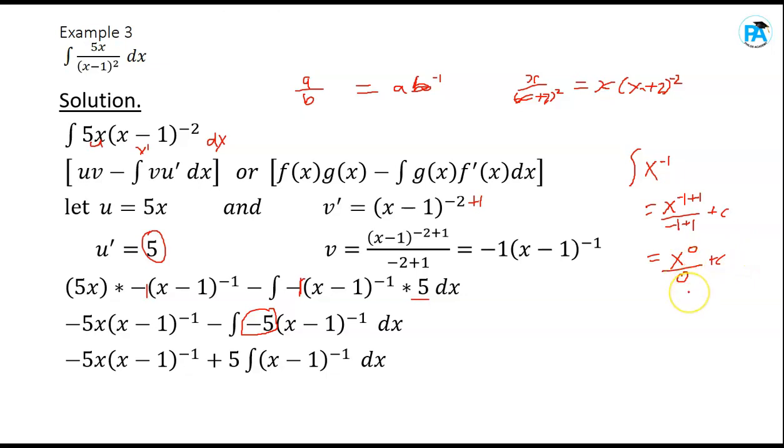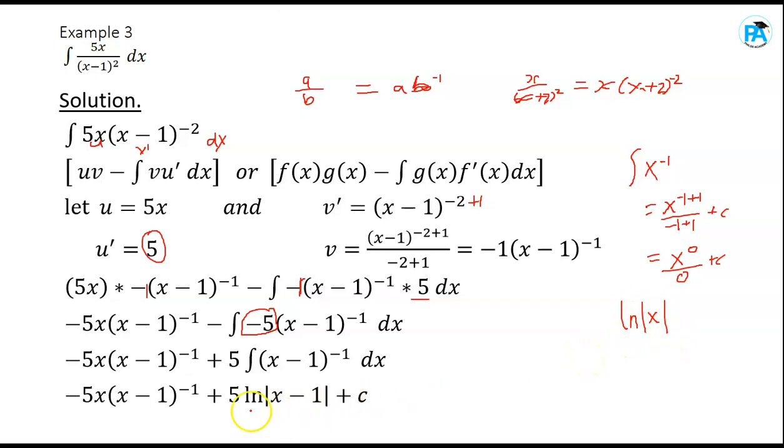Can you divide something by 0? You just take your calculator and press 3 divided by 0. You see that your calculator will tell you undefined or math error. So we don't do that. Whenever you have this kind of case where it is exponented to negative 1, it should become ln. So when you are integrating x exponent negative 1, it should become natural log, that's ln of the absolute value of x, or ln of x. So that's what it should give you.